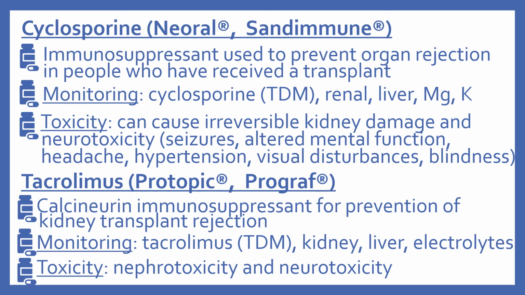Next is tacrolimus. Brand name is Protopic or Prograf. It's very similar to the cyclosporine. Tacrolimus is a calcineurin immunosuppressant for prevention of kidney transplant rejection. Monitoring includes the TDM tacrolimus levels, kidney and liver function, and also the electrolytes. And toxicity you see with it is very similar, with nephrotoxicity, the kidney damage, and neurotoxicity.